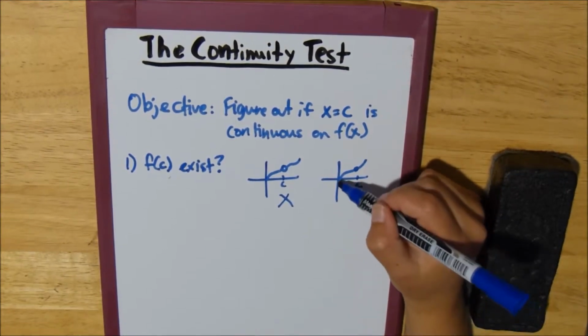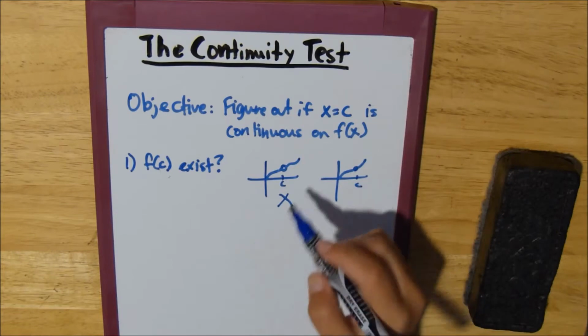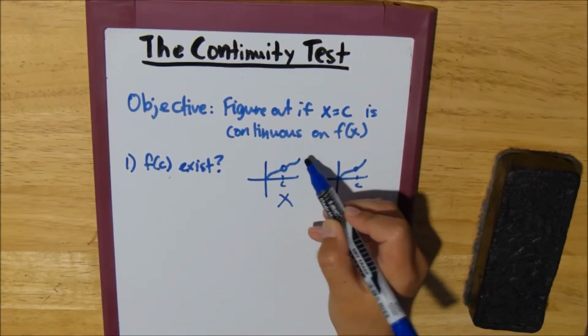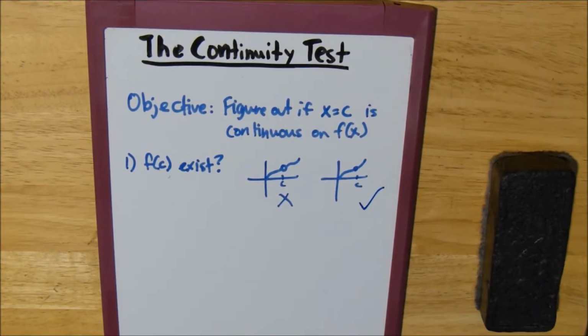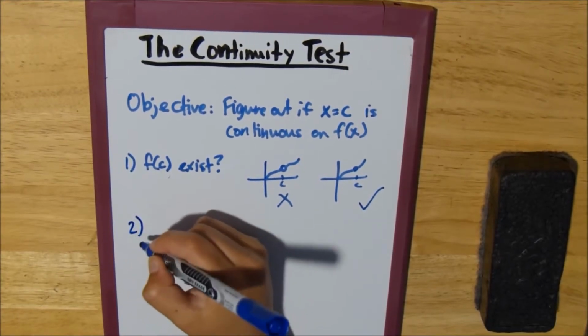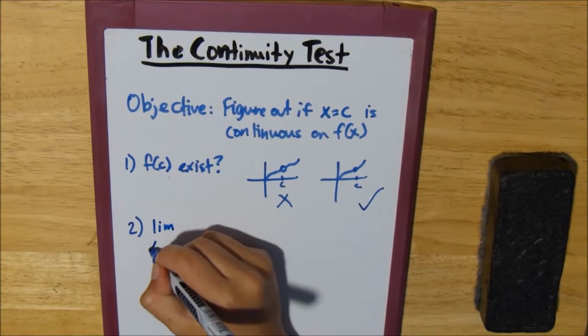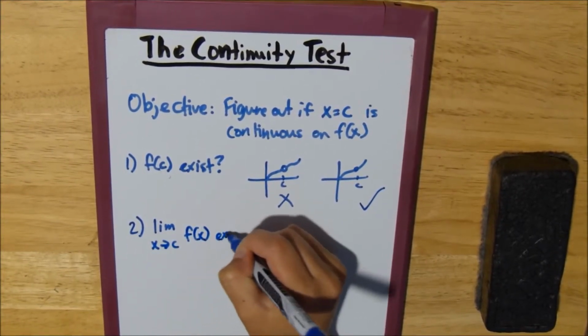You can draw this graph with one swoop. You don't have to pick up your pen and move it like this one. You would have to do this one, then skip over the hole, and then go here. So this passes our first step, our first sort of check on the checklist, right? Next, we have the second step. The second step is, does the limit as x approaches c of f of x exist?